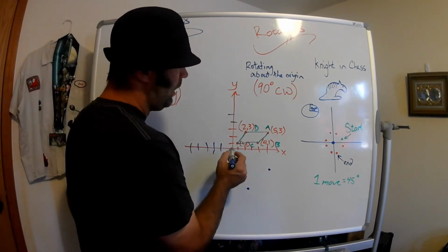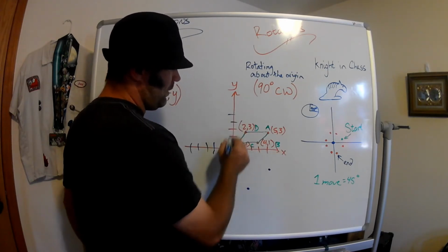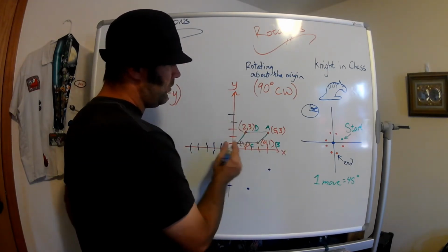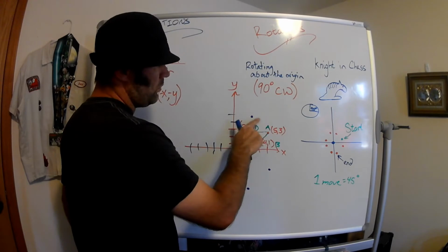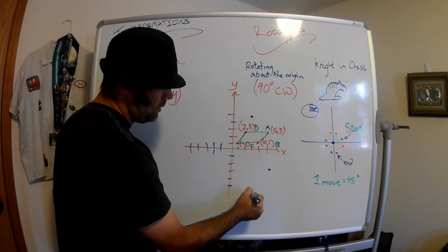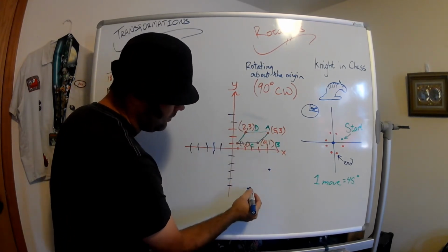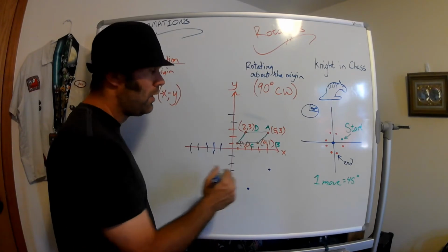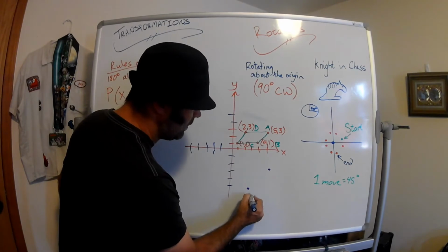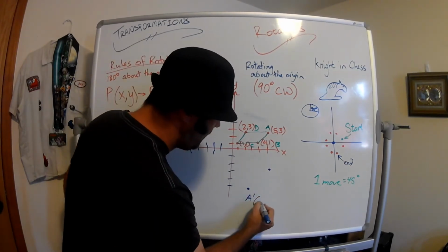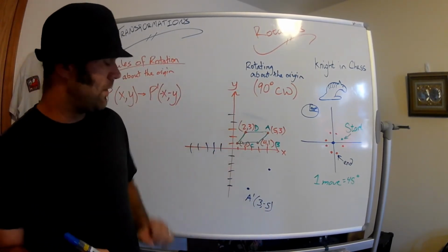So A is over 5 and up 3, or over 3 and up 5. Since we're rotating clockwise, we don't have to worry about this point for A. 90 degrees is 1/4, so that's 2 movements. So we're ending here, and here is A prime, and that is (3, -5). Okay?